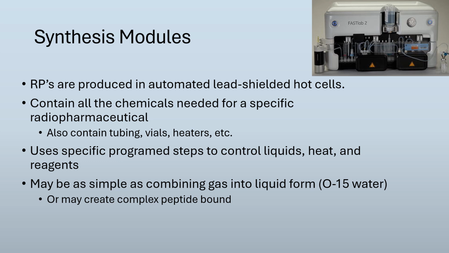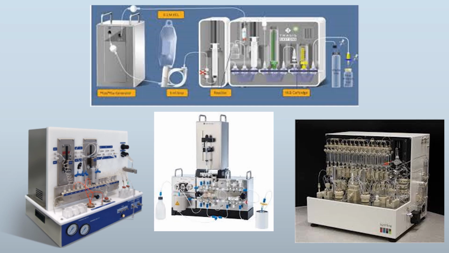It may be as simple as combining gas into the liquid form for O-15 water, or it may create a complex peptide-bound radiopharmaceutical like we see for the PSMA or the neuroendocrine tumor imaging. So these are some examples of commercially available hot cells with synthesis modules. You see that some of them are really complex looking. Some of them are really kind of rough and not pretty looking, but they all have the reagents, the tubing, everything that's needed to produce these PET radionuclides.